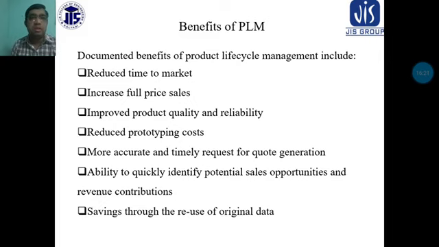The benefits of PLM. Basically, the documented benefits of product life cycle management include reduced time to market. Suppose you are doing product management, the product will reach the markets, and this will reduce the time to market also.